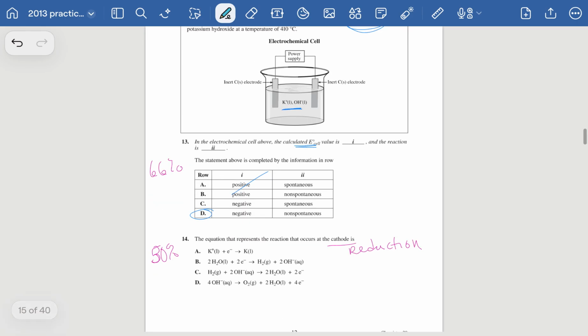Now, asking about the reaction that's happening at the cathode. Cathode is reduction, and reduction means you're gaining electrons. So you can rule out the last two. We also can rule out B because there is no water present because we are molten. So that's the state is pure liquid. So the only possible answer here is A.